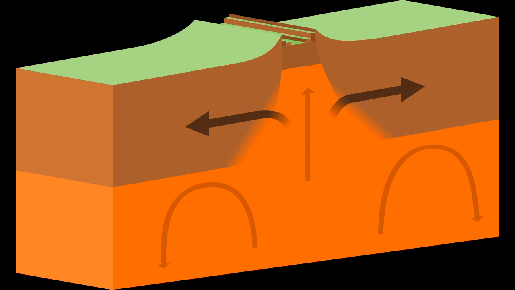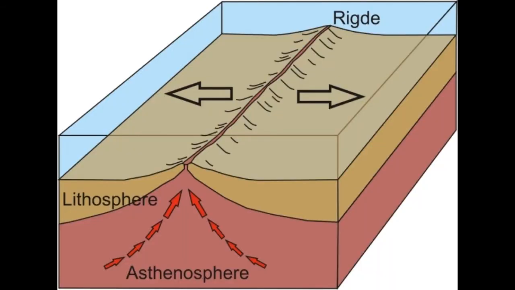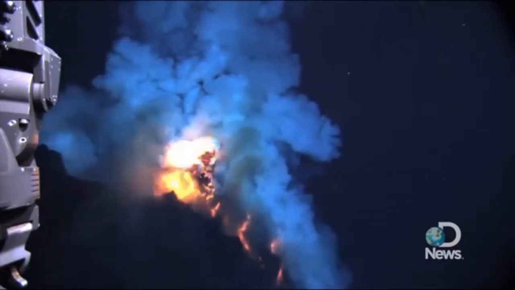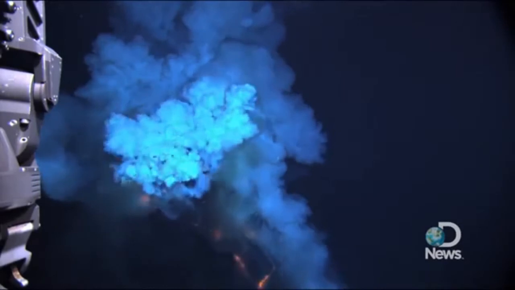Volcanoes can also form when two tectonic plates move away from one another. This is known as a divergent plate. Divergent plates usually occur deep underwater in the Pacific Ocean.